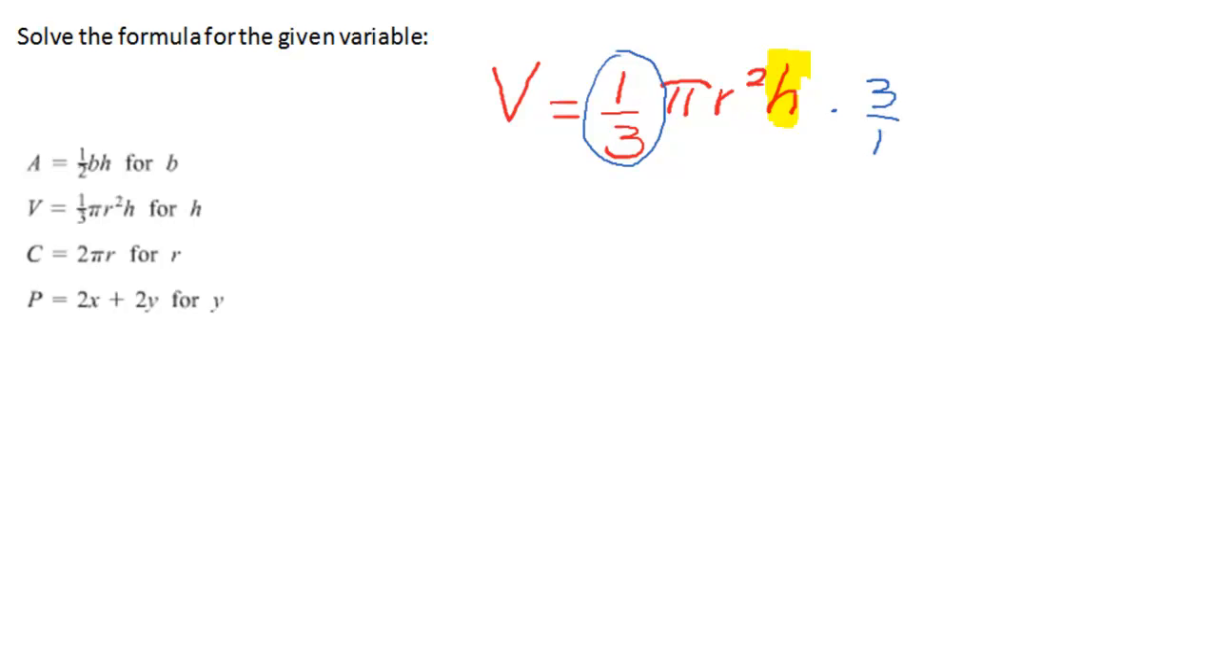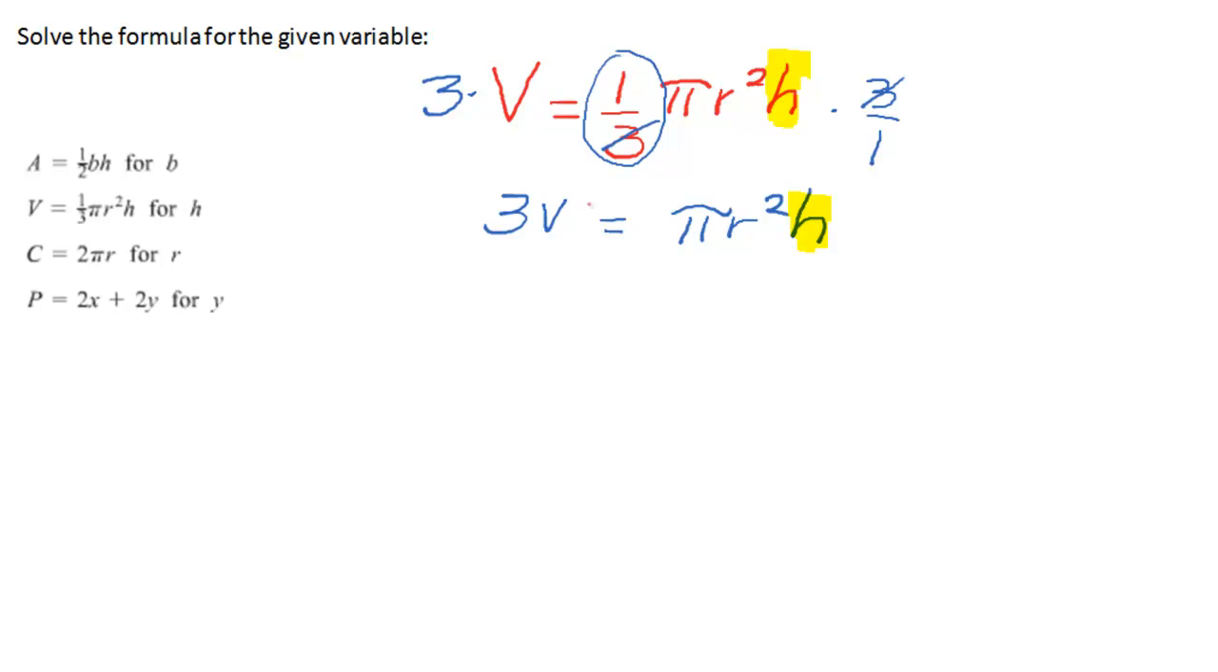Since it's multiplied, we're going to multiply times the reciprocal 3/1, so that these cancel on the right. But whatever we do to the right, we must do to the left. So we're going to multiply the volume 3 times v. That gives us pi r squared h.